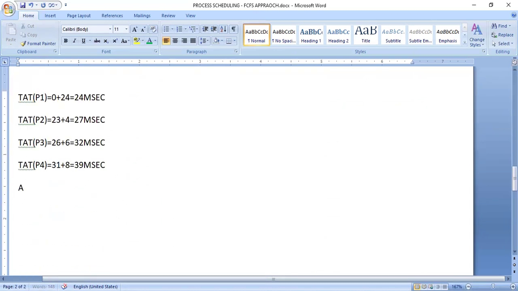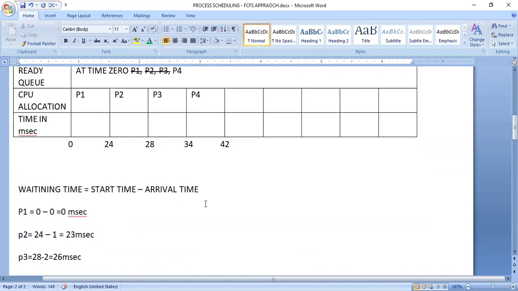After calculating this, the average turnaround time is equal to the turnaround time of each process divided by the number of processes. So 24 plus 27 plus 32 plus 39, divided by the number of processes, 4. So you can calculate. The answer will be 30.5 milliseconds. So guys, like this you can calculate.